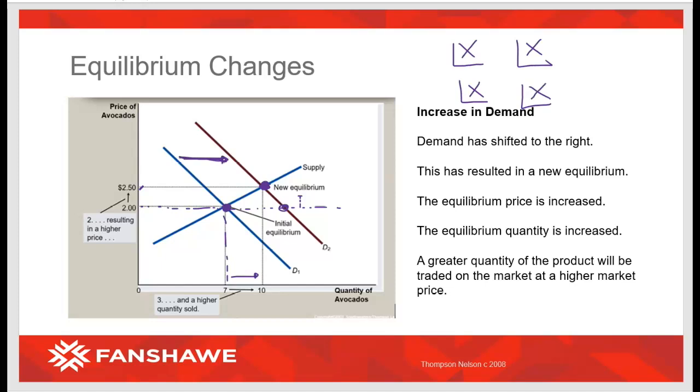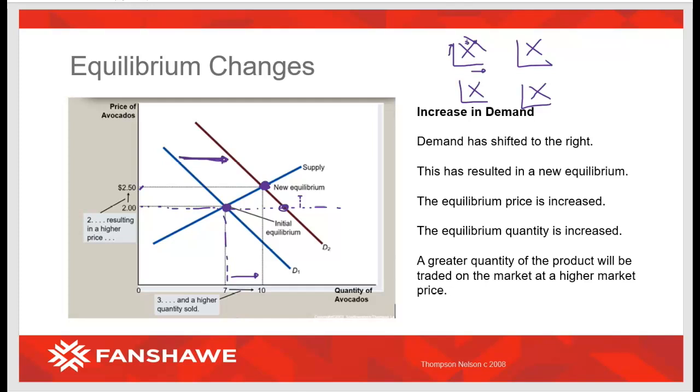And we can look at what would happen. Here, demand increases, right? We've shifted it to the right. Well, that means that the equilibrium is now here. The price is higher, and the quantity is also increased.